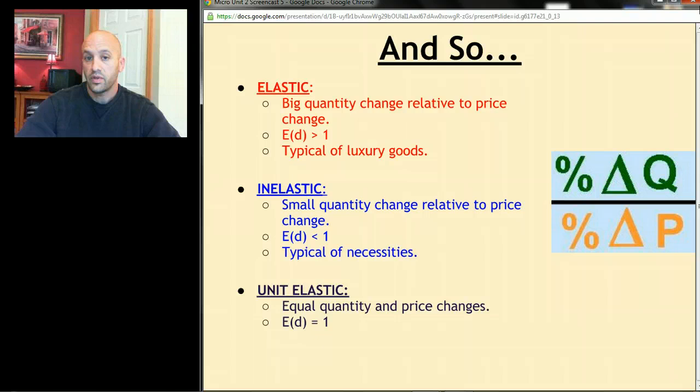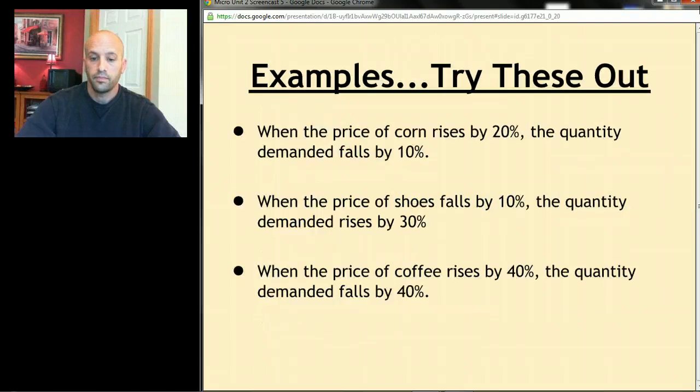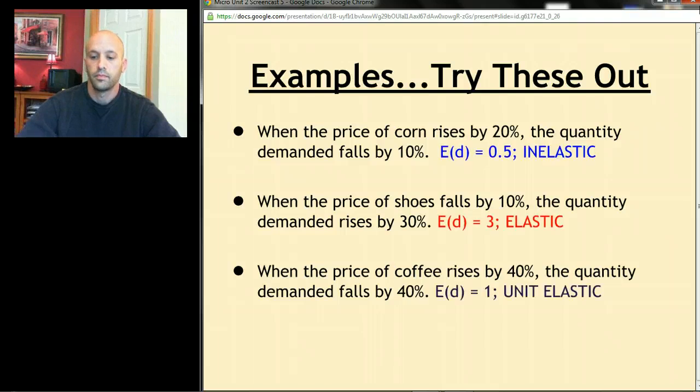So let me give you a couple of examples and see if you can work them out. 3 examples here. Here I'm giving you the percentage changes, so you simply need to plug them into the formula, take the absolute value of the numbers that you get, and determine whether these represent elastic, inelastic, or unit elastic demand. Pause the video and come back and see if you got the answer right. All right, those are the answers. If you have problems getting those answers, come on in, I'll help you out.